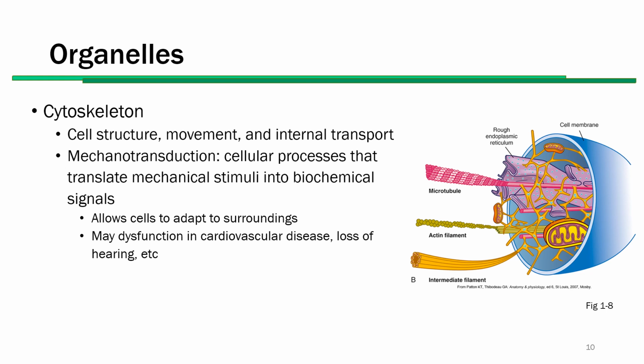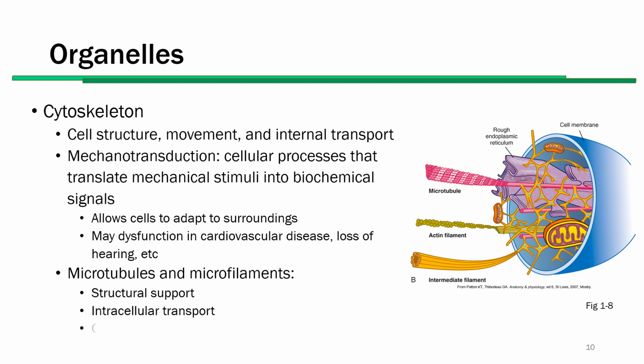But if there's a dysfunction, it may cause or be associated with an outcome of cardiovascular disease, a loss of hearing. If there's a problem with the cytoskeleton, that may cause or be correlated with an alteration in an organ system that may alter its capacity to carry out this normal mechanotransduction as it normally would. Within the cytoskeleton are microtubules and microfilaments, and they are there for structural support, intracellular transport, and cell movement. And we'll talk about those individually when they come up later.